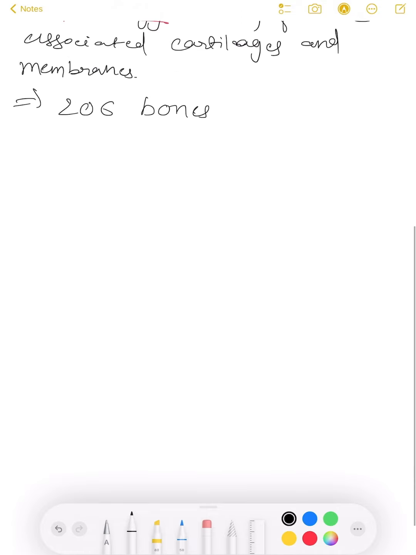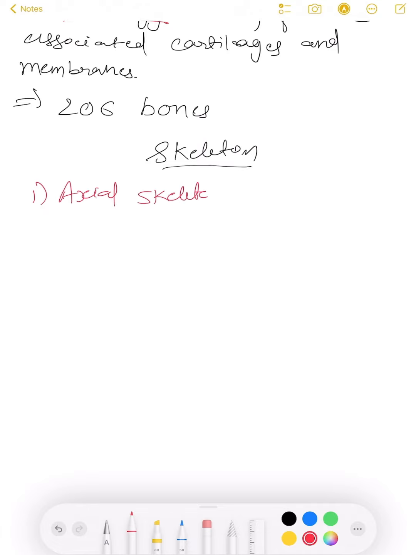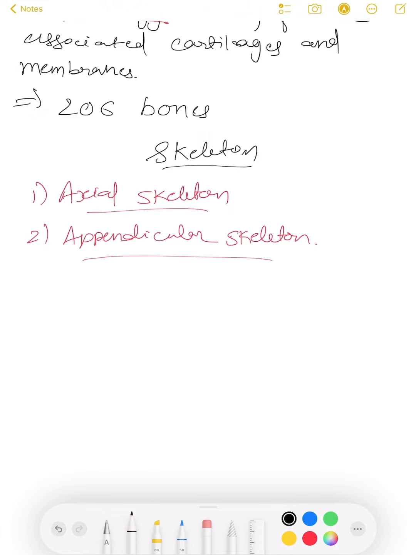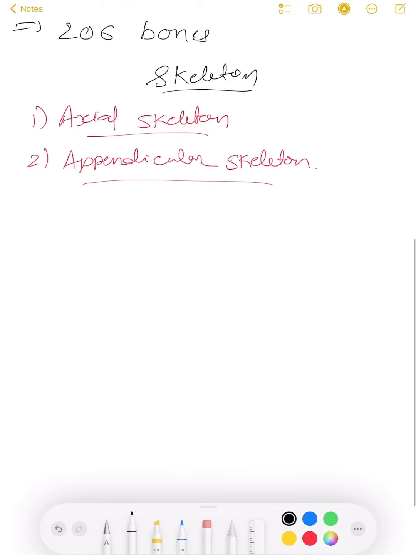Now, talking about the skeleton, it is of two types. One is the axial skeleton, another is the appendicular skeleton. Both of these skeletons have their own specifications, which we are going to discuss now. But it should be clear what is axial and what is appendicular.